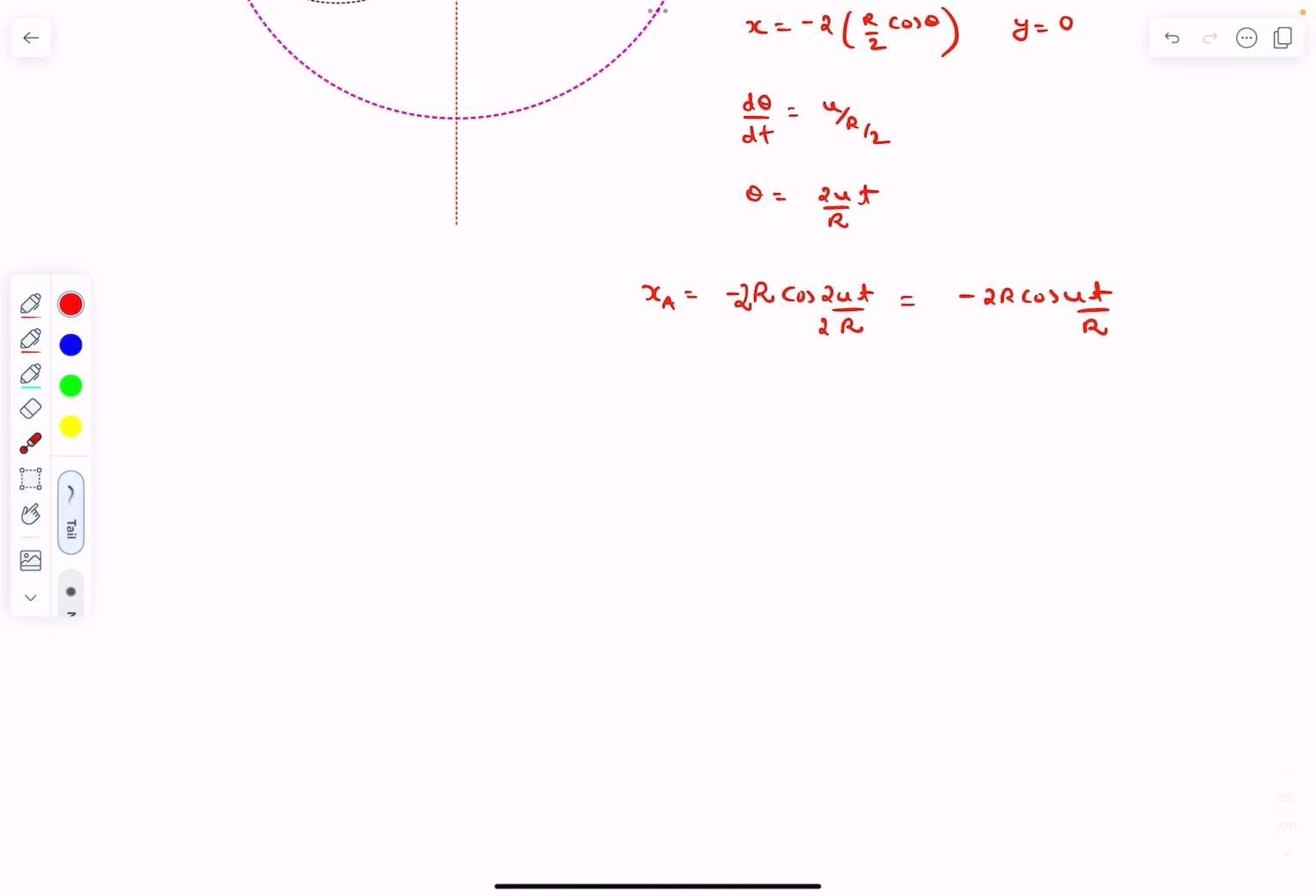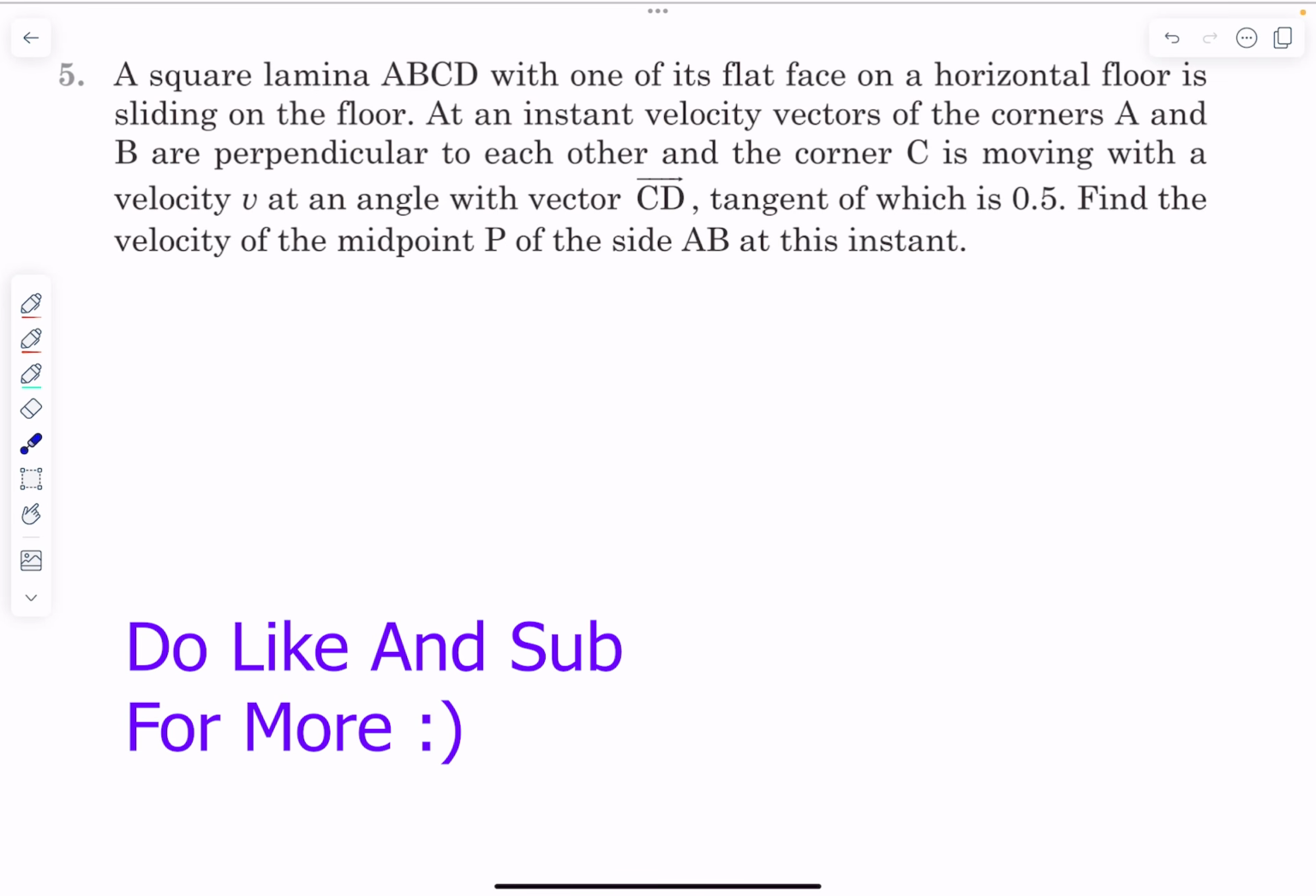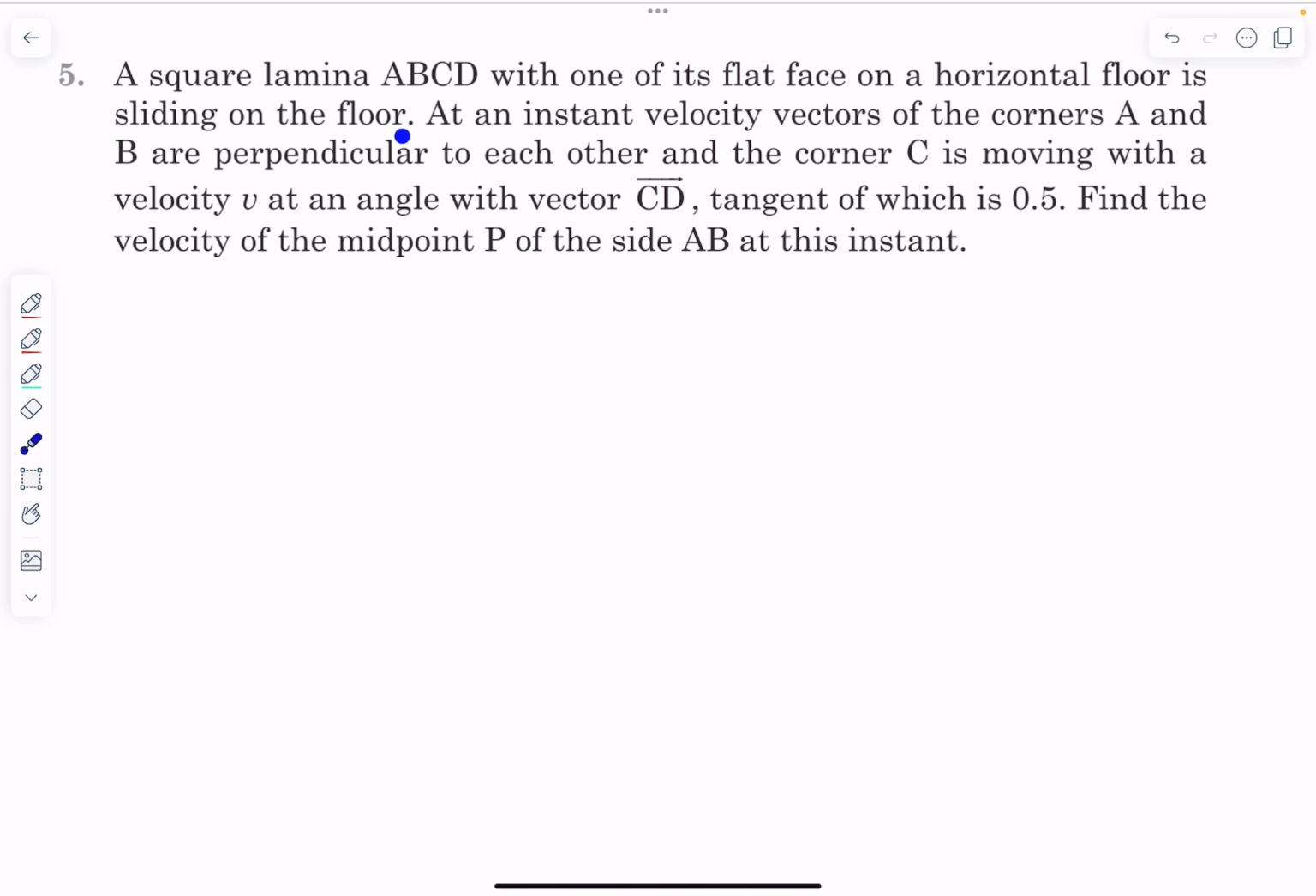So now let's move to the next one. Okay, so this is question number 5 from the check section. A square lamina ABCD with one of its flat faces on a horizontal floor is sliding on the floor. Basically a square is sliding on the floor, and it's given that at an instant the velocity vectors of corners A and B are perpendicular to each other, and the corner C is moving with a velocity V at an angle with the vector CD.